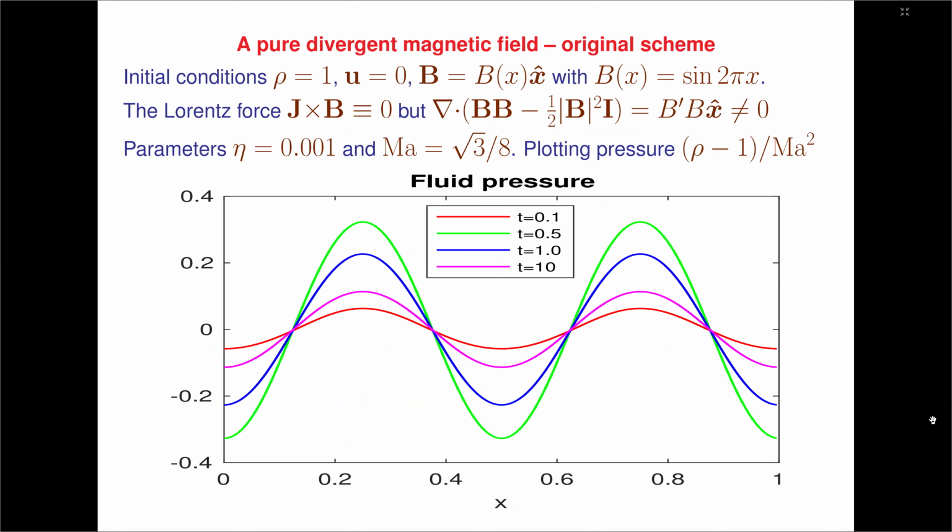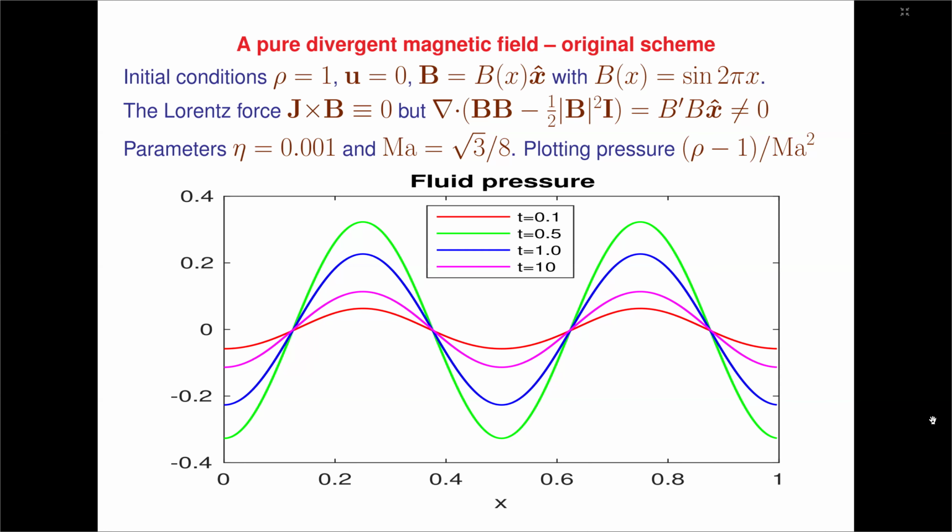So the original scheme, the divergence of the Maxwell stress, has a problem if we have this completely artificial field that's purely divergent. Just to test it, the Lorentz force is identically zero, but this thing is not zero. So if we run it, what happens is we squeeze the fluid and build up some gas pressure, squeezing the fluid until the gas pressure is balancing the magnetic pressure. Then because we have some resistivity, the magnetic field will decay, and the fluid will start slumping back down again because the magnetic pressure decays too.